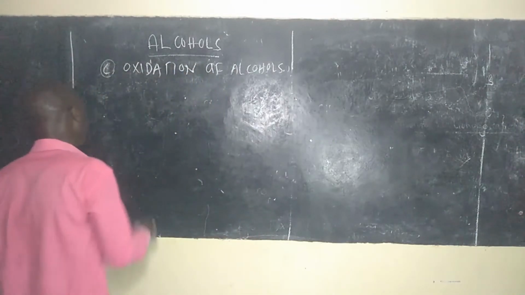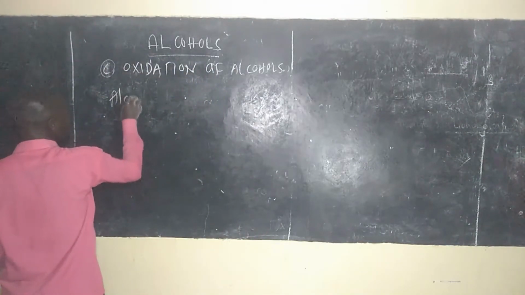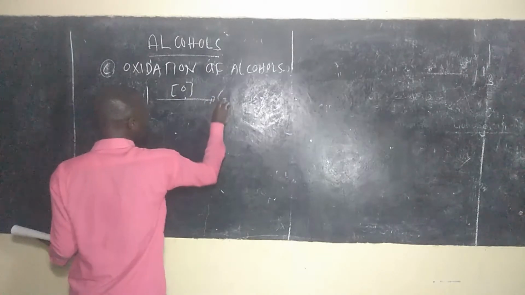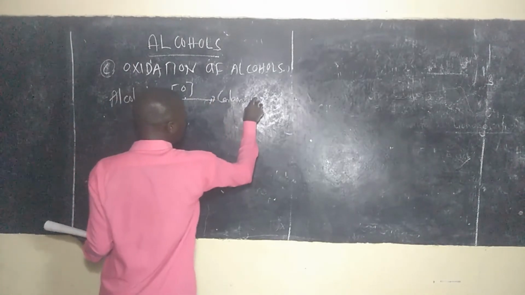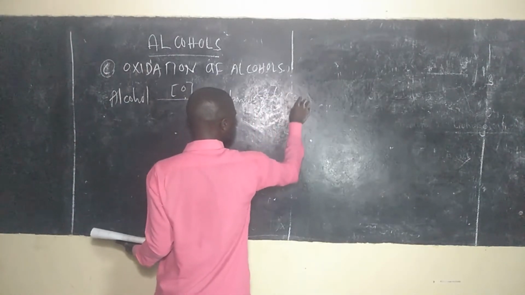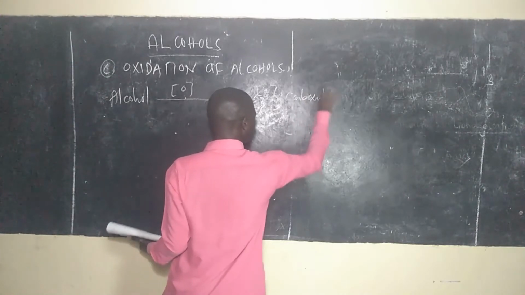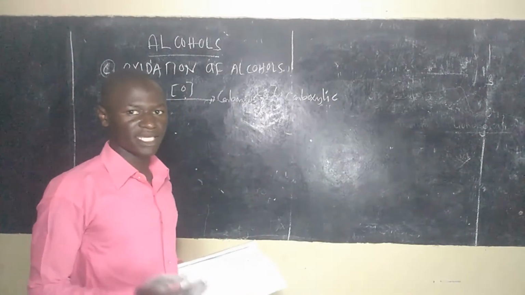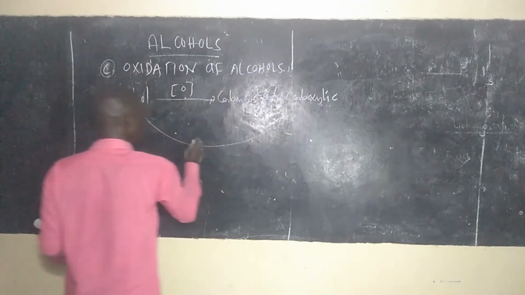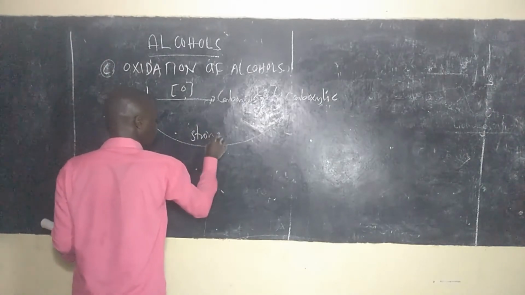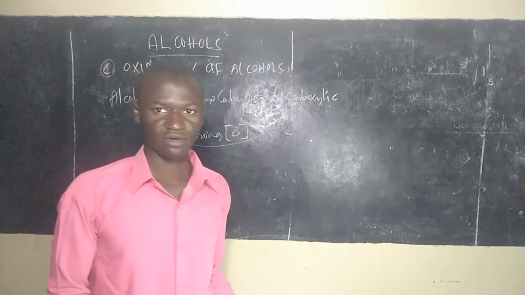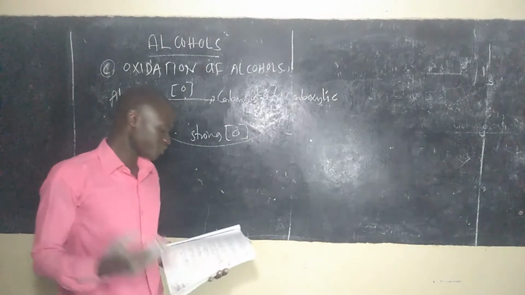I told you kwamba tukiwa tuna alcohol tukioxidize tunapata carbonyl, ambayo tukioxidize tena tunapata nini? Carboxylic. Lakini tukitoka alcohol we can apply strong oxidizing agent kwenda kupata carboxylic moja kwa moja. Unaona? Moja kwa moja. So inategemea.